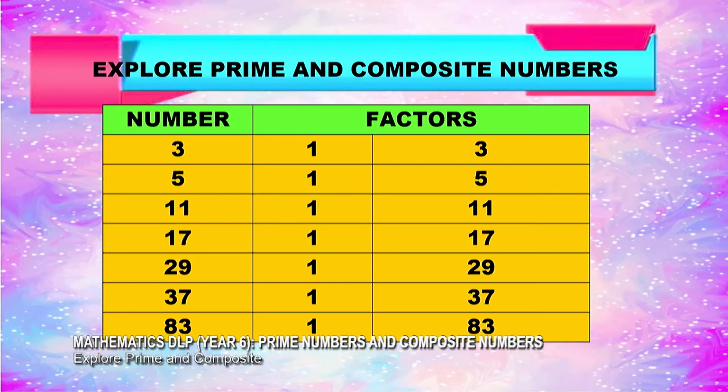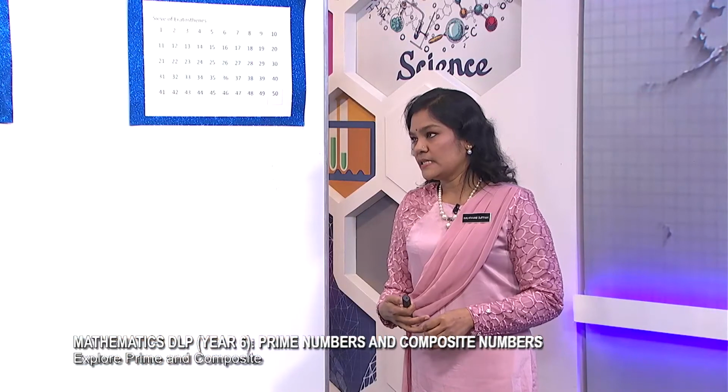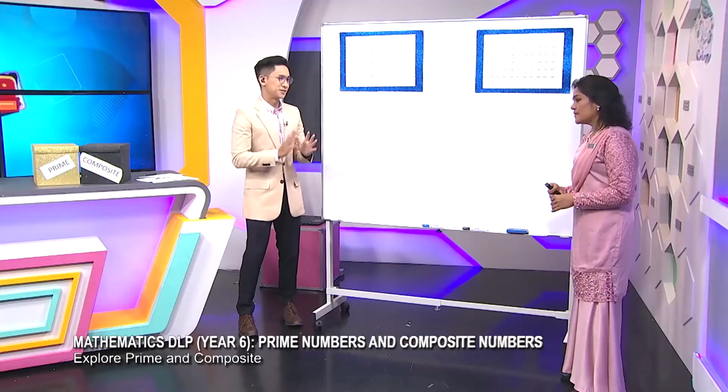Number 5, 1 and 5. Number 11, 1 and 11. Number 17, 1 and 17. How about 29, Chris? 1 and 29, teacher. 37, 1 times 37. 83, 1 and 83. So these numbers can be categorized or named as prime numbers. Are you clear now? Clear, teacher.